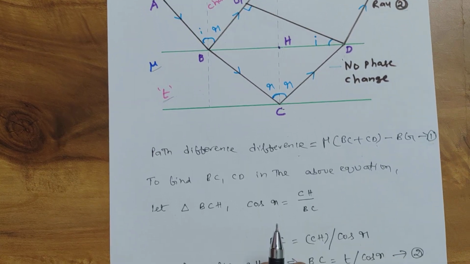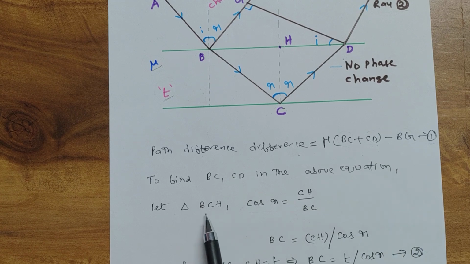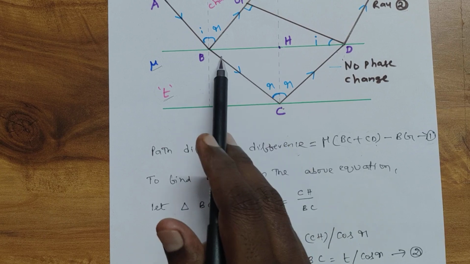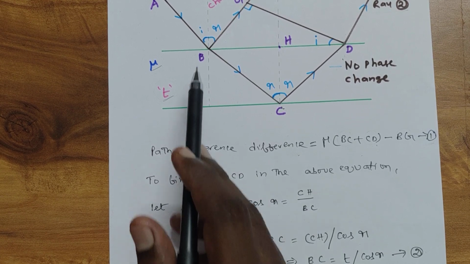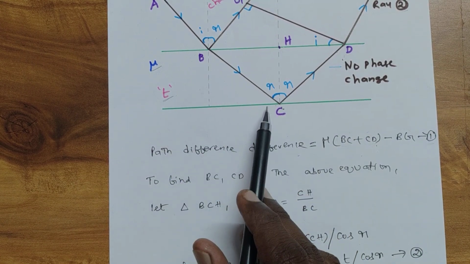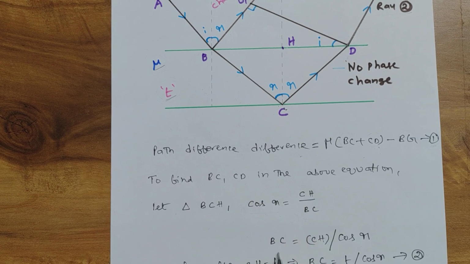Now to find BC, CD and BG in equation number 1, first of all consider triangle BCH. In this triangle BCH we have to find the cos function. Already we know that cos r is equal to adjacent side divided by hypotenuse. In triangle BCH, the adjacent side is CH and the hypotenuse is BC. Therefore cos r becomes CH divided by BC. Now we need to calculate the BC value. So BC is equal to CH divided by cos r.